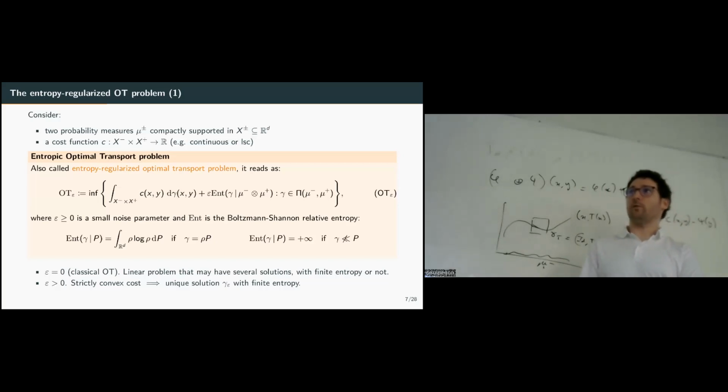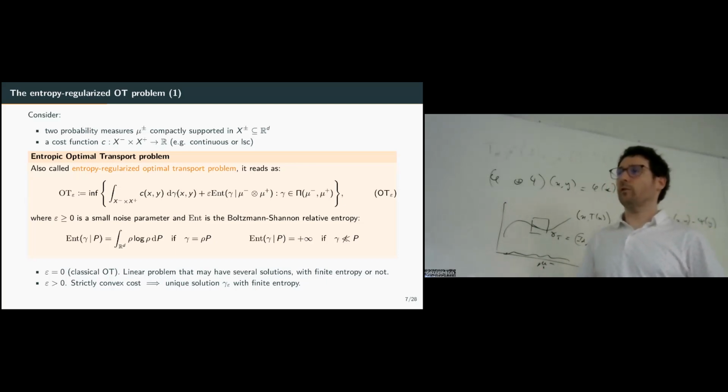Okay, so the entropy-regularized problem is you take the functional that we had before. If you just have this term, it's the classical optimal transport problem, and you add a penalization term. Okay, it's epsilon times the entropy of gamma with respect to the product of the marginals, minus plus. Okay, epsilon is a small noise parameter, and this entropy is the Boltzmann-Shannon relative entropy. So basically, if gamma has a density rho with respect to the product measure, it's just the integral of rho log rho, and you set it to plus infinity if it's not the case. In this way, it's a lower semi-continuous functional.